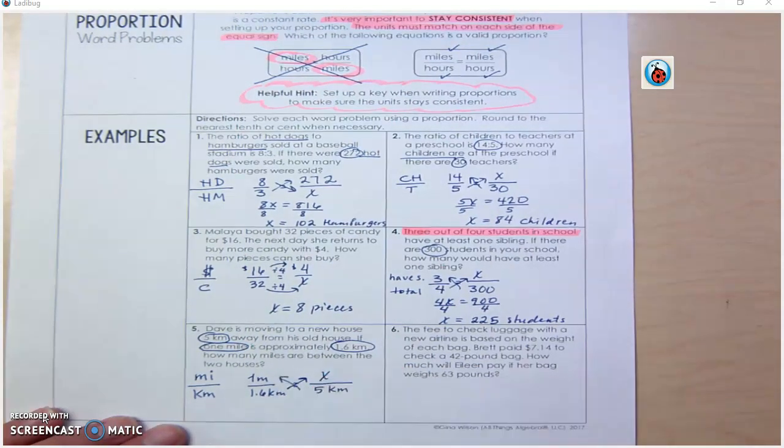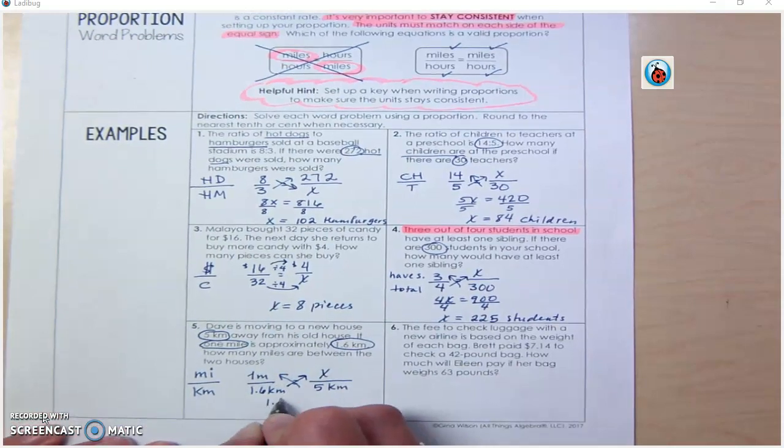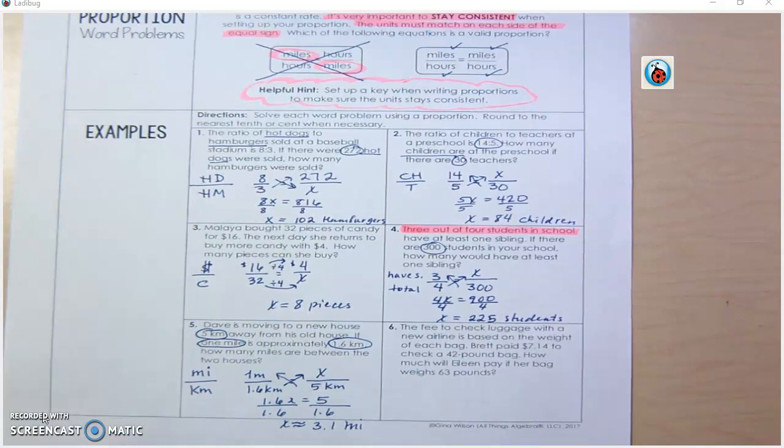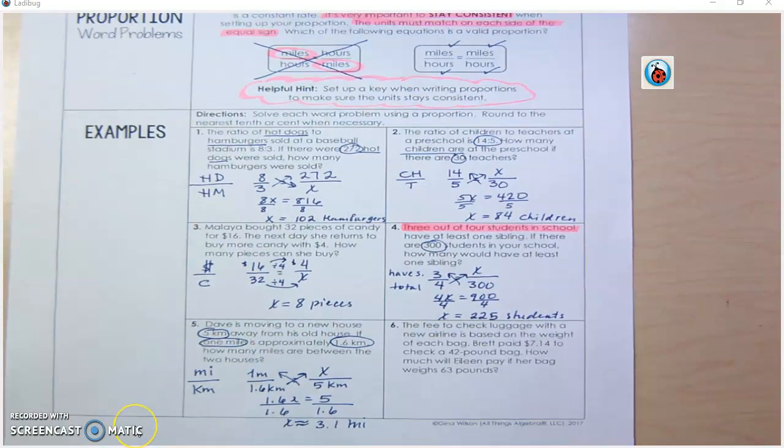So from here, again, we're going to be cross-multiplying 1.6x is going to be equal to 5. Dividing both sides by our coefficient, the value of x is about 3.1 miles. This is a little bit harder example, like I've mentioned before, because you might not be very familiar with kilometers versus miles and how they're equal or different. But it's okay. We will be working on more of these types of questions.